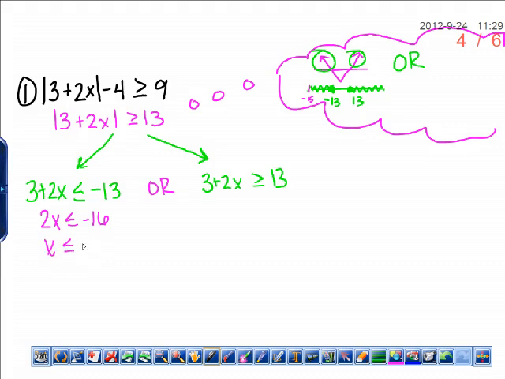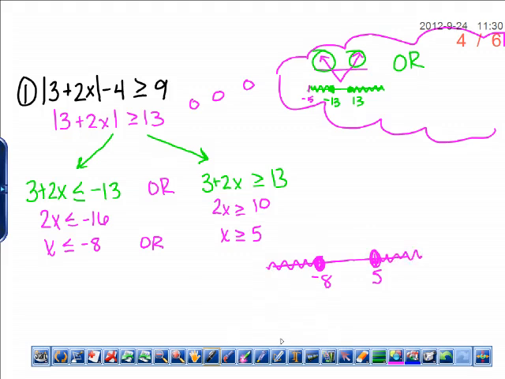X is less than or equal to negative 8. 2x is greater than or equal to 10. X is greater than or equal to 5. Okay, we started as an OR. We need to check that we're finishing as an OR. So let's go ahead and plot this. Which way do I shade from negative 8? Which way do I shade from positive 5?